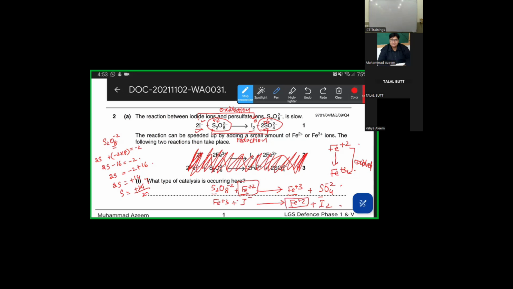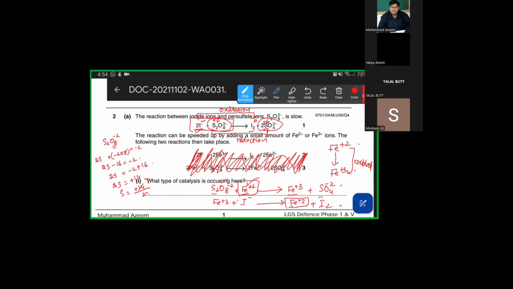So this thing is acting as a catalyst. Did you get it? So what type of catalysis is this? Here we got the ions in the reactants, and Fe2+ is also an ion. So that is the homogeneous catalysis. Did you get it? In the papers, they asked you these questions, so write down the role of Fe2+ in that process.